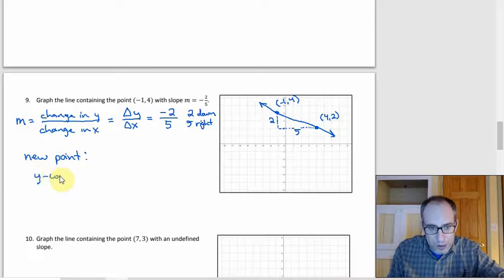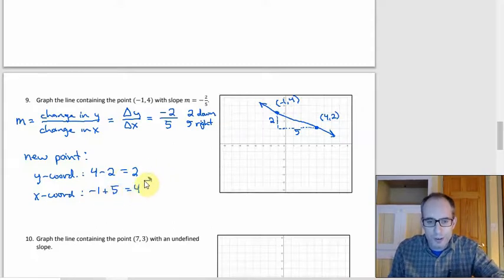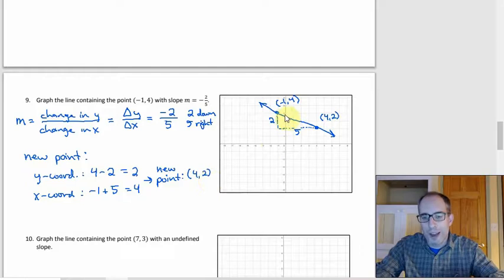So the y coordinate, you would start with 4 for that original point, and then 2 down, so 4 minus 2, which is 2. And then the x coordinate, from the original point, is negative 1. But then we're supposed to go 5 to the right, so that's a plus 5. Negative 1 plus 5 is 4. So our new point is going to be 4, 2. And that's exactly what we got in the graph where we just went down 2 and then over 5. So either way will put you in the right spot.